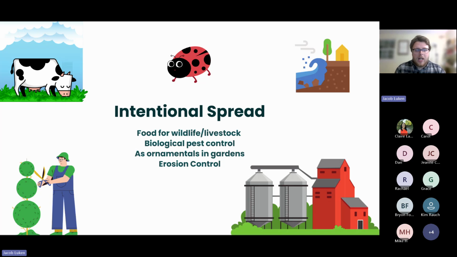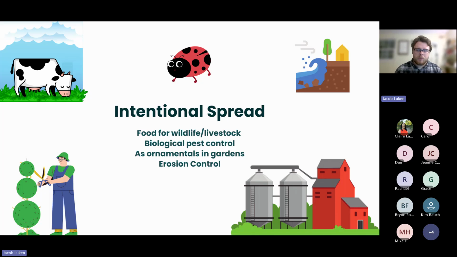There's intentional spread, and that can be food for livestock. One that fits under that would be the invasive species kudzu. You might have heard of it as the vine that ate the South. Then there's biological pest control, where we take insects that are designed or thought to feed on a specific pest plant that we have here, and then we hope that they control it.